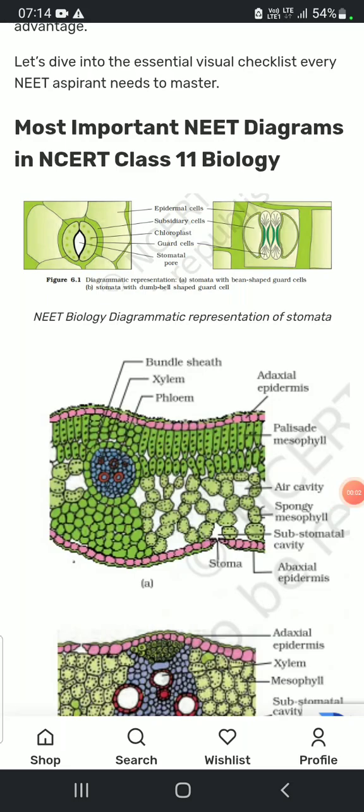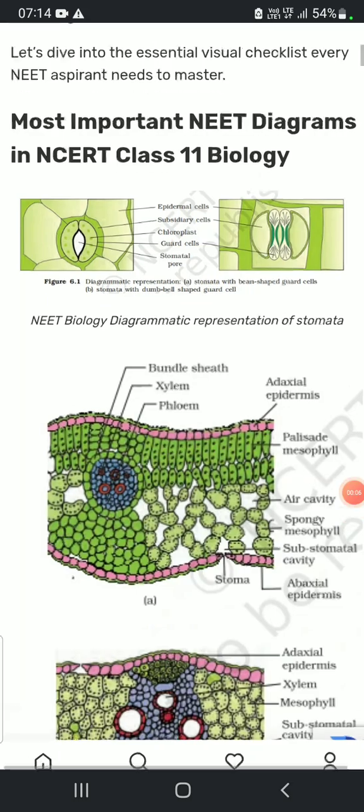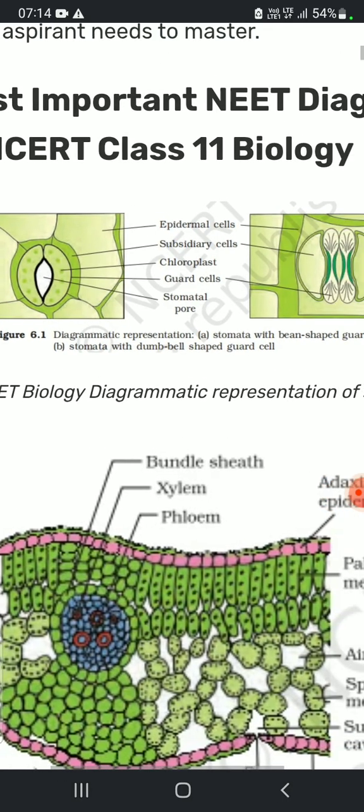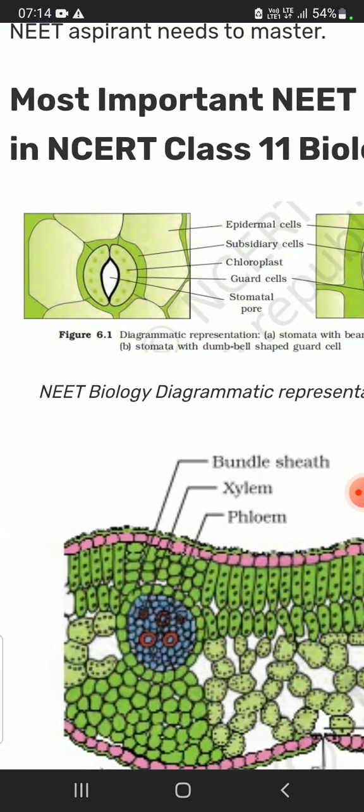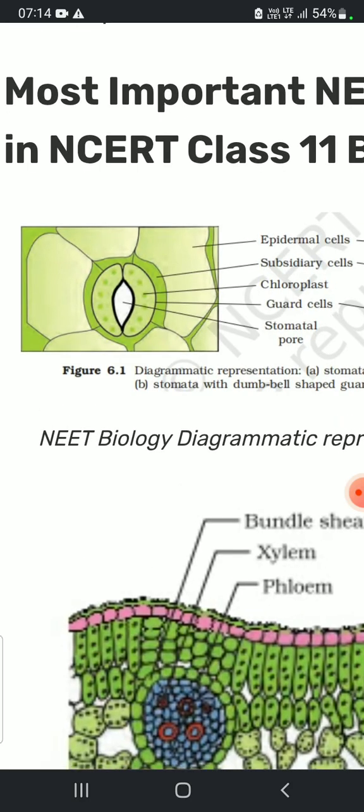Right now we have the most important neat diagrams in NCERT class 11th biology. So first we can see the stomata with bean shaped guard cells, diagram A, and outermost is the epidermal cell. Next we have the subsidiary cell, then chloroplast which is green color round shaped. Then we have the bean shaped cell, the guard cell, and the inner stomatal pore is shown.